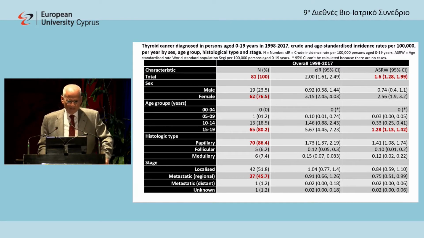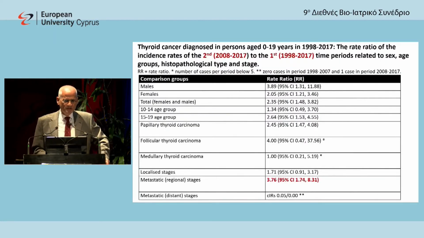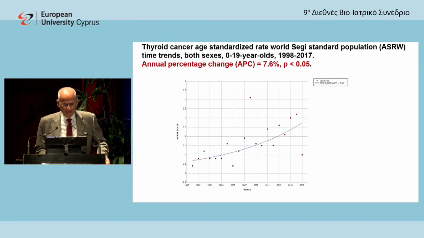Very quickly, the results of our study: 81 patients. In the red color, you see the most important findings that I'm going to refer to. 81 cases, 62% females, 65% in the 15-19 years old, mostly papillary type. And as you see, regional metastatic cases are 37%. We compare the second decade of the study, that means from 2008 to 2017, to the first decade, and I will stay only on the increase of the metastatic cases that you see in red on the lower part of the slide, that shows an almost 4 times increase.